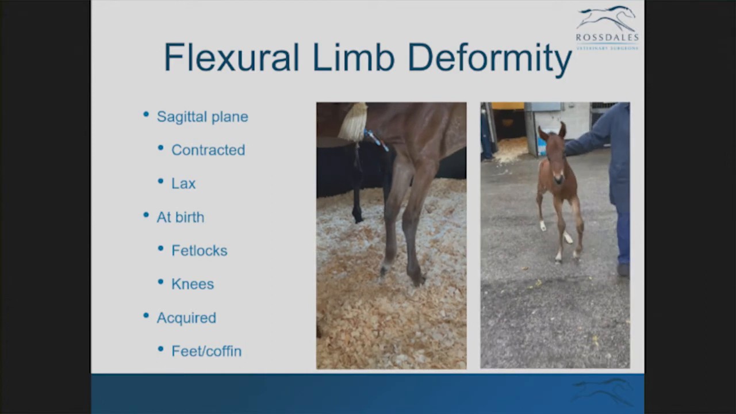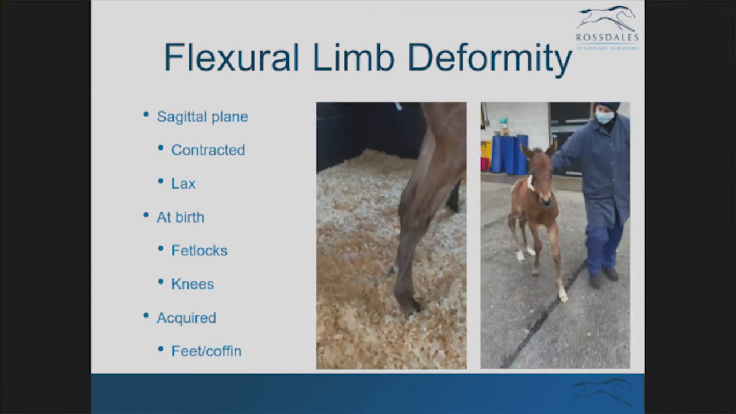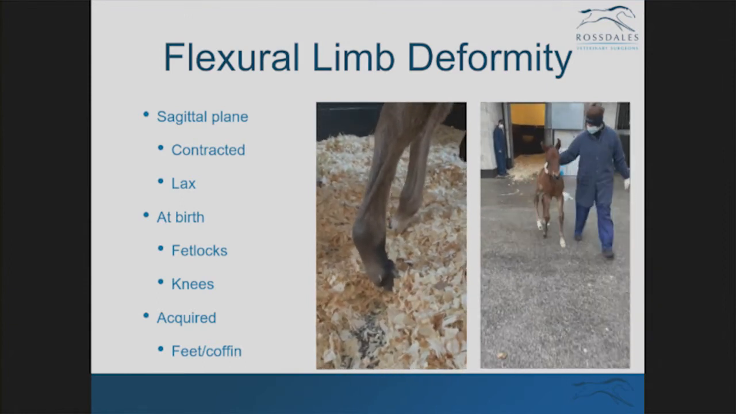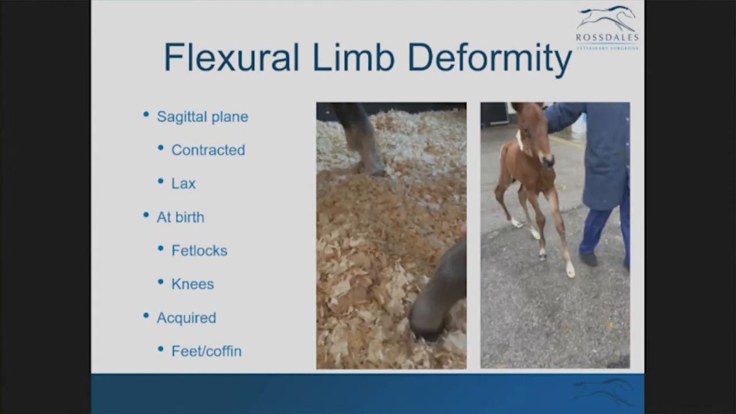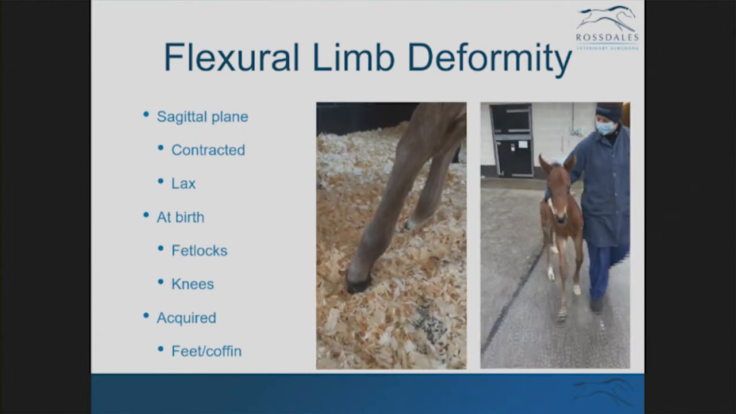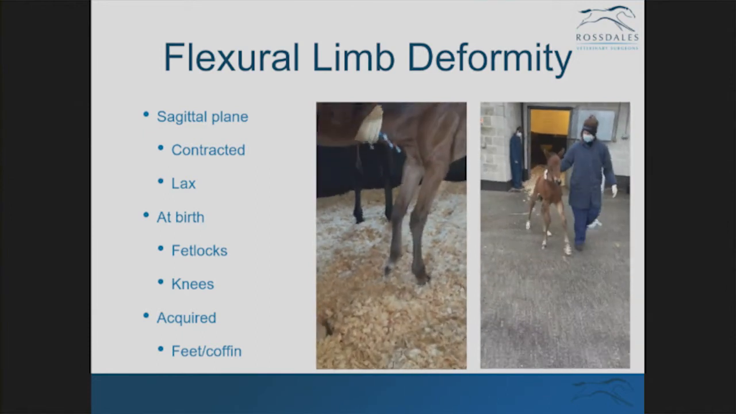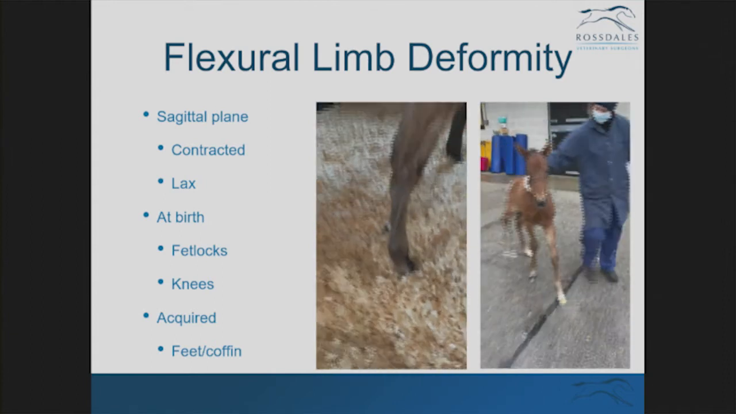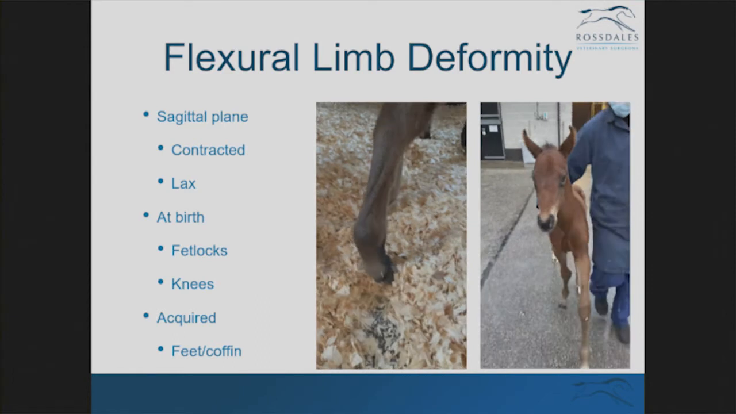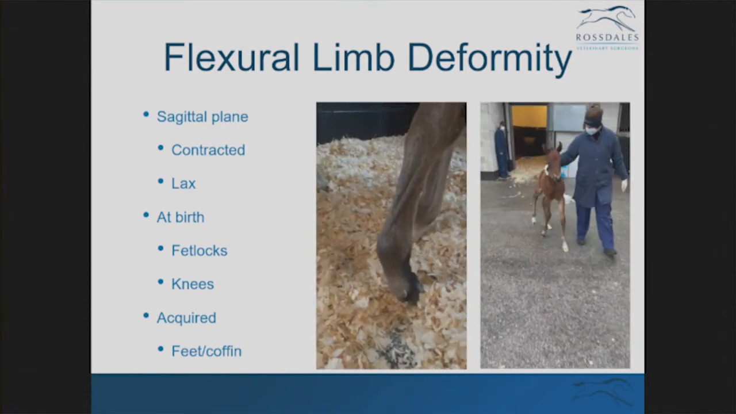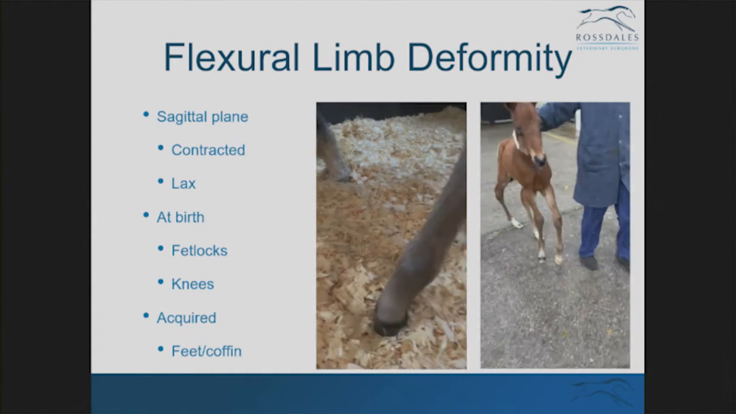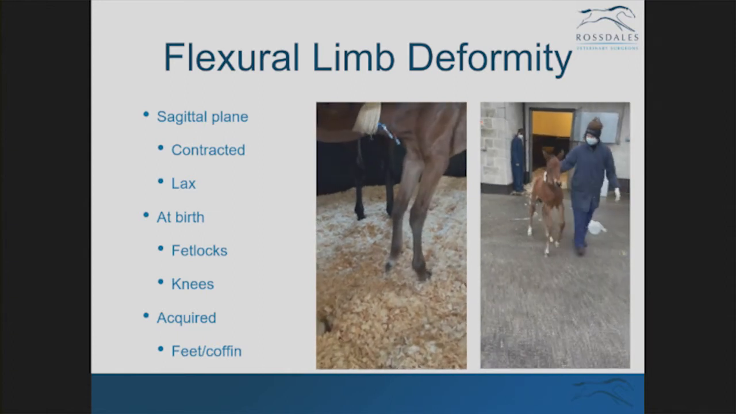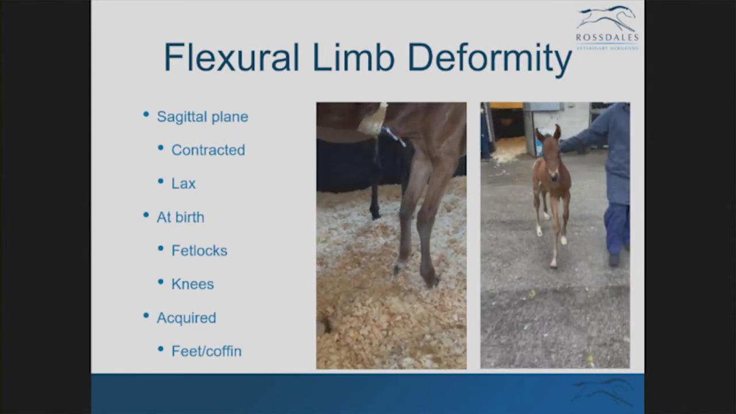So just quickly, flexural limb deformities, which differ from angular limb deformities, are also common enough in foals. Flexural limb deformities are in the sagittal plane, so front to back when you're looking at the side of a foal. We talk about foals being contracted in those joints or lax and showing a laxity in those joints. These, like angular limb deformities, happen either congenitally, at birth, or are acquired, and usually affect the fetlocks and knees. The acquired ones would usually develop as the foal's growing up in the first few weeks of life, and these usually affect the feet or coffin joint.